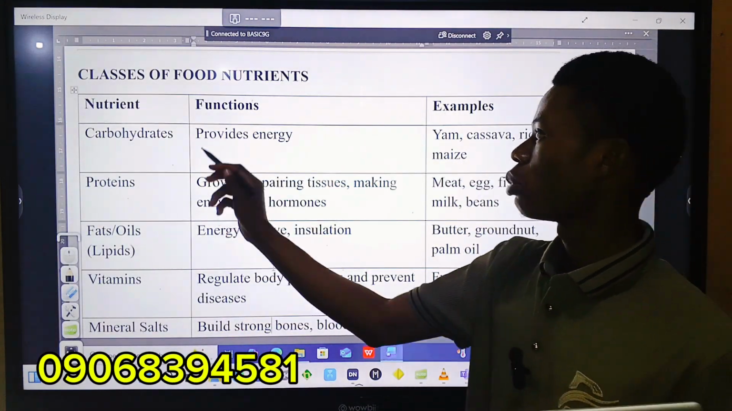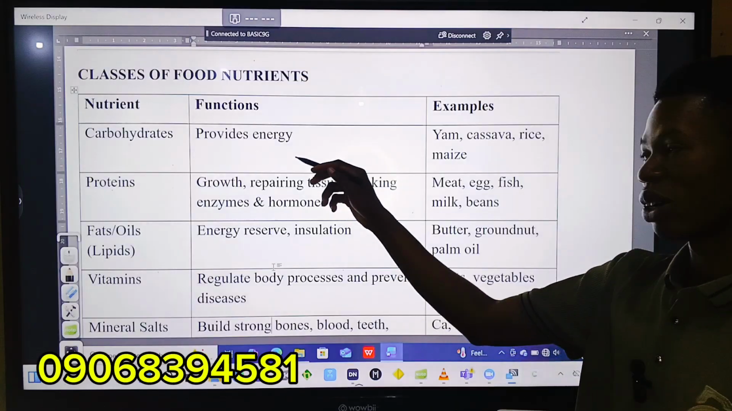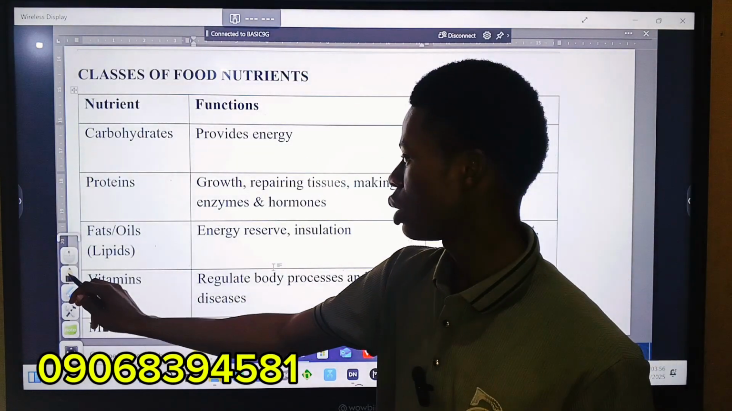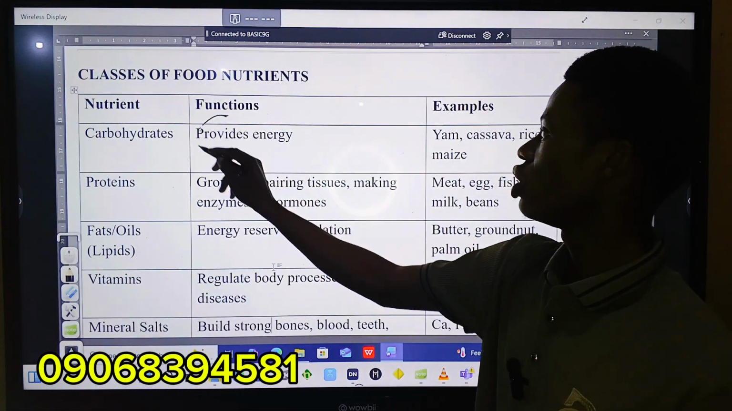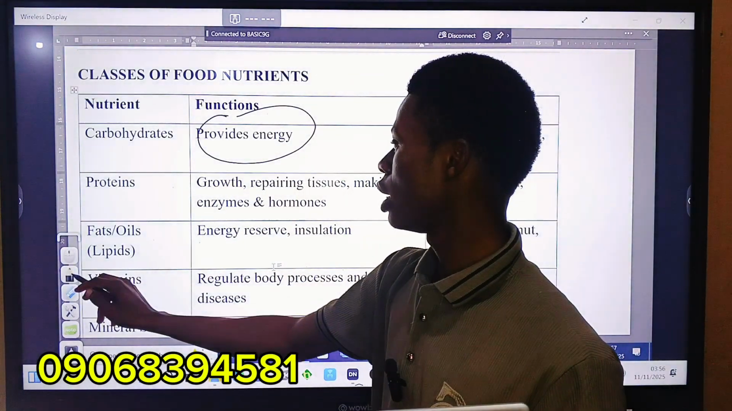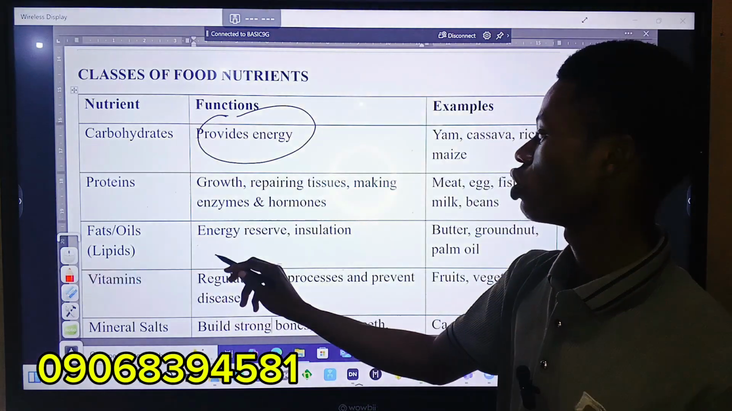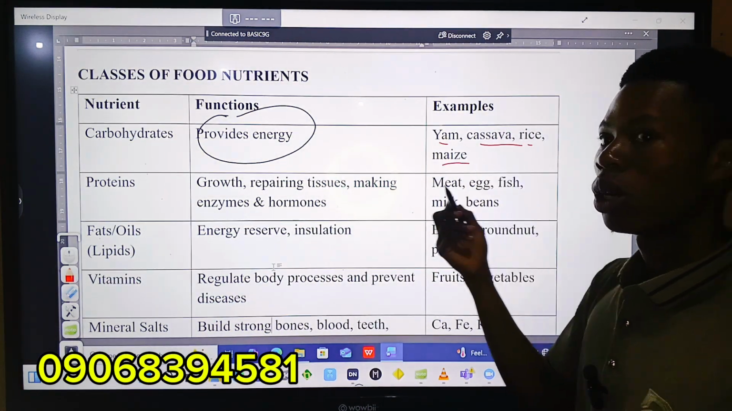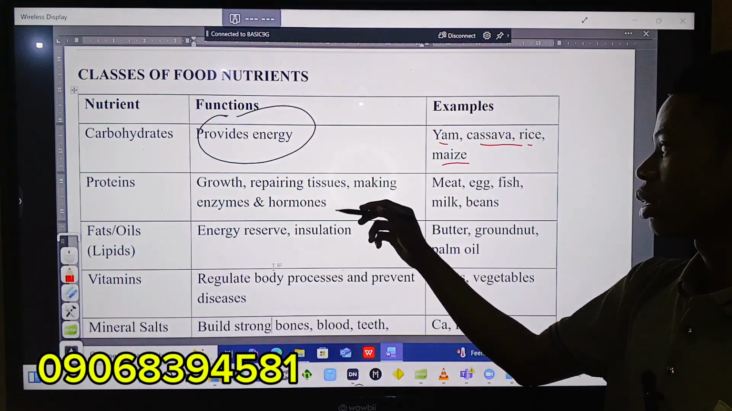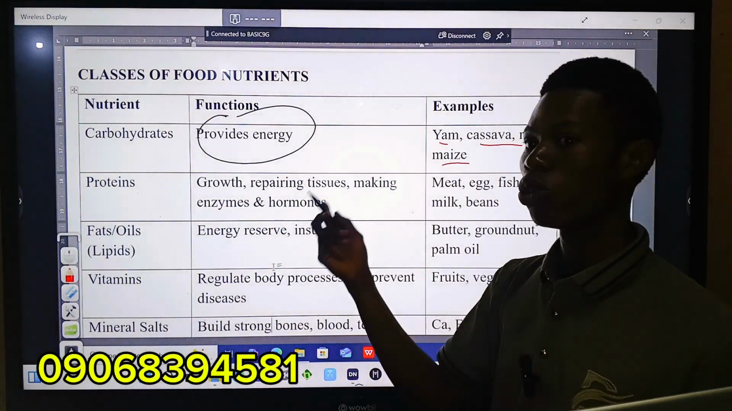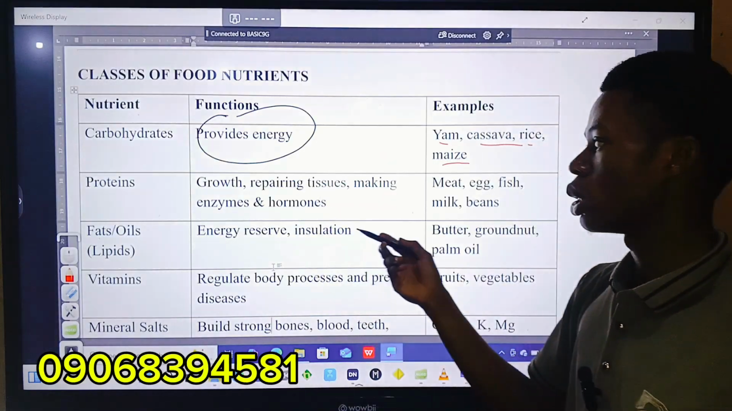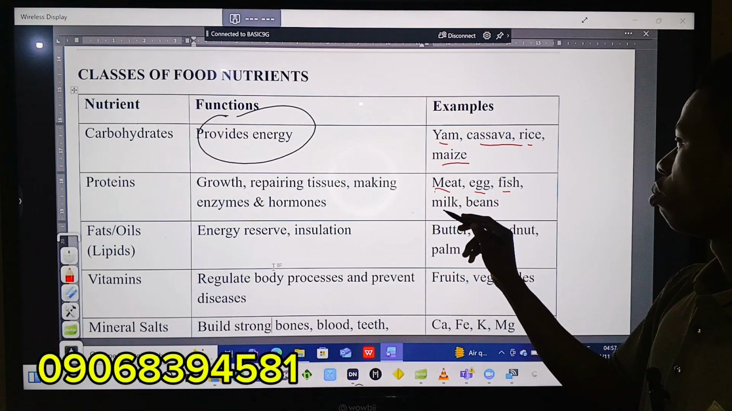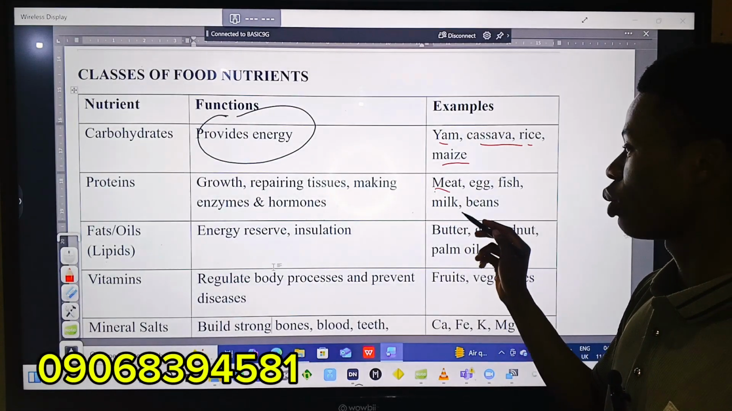Now, classes of food. Number one, carbohydrates, the function and the examples. It provides energy. So basically, energy production is the main function of carbohydrates. Examples: yam, cassava, rice, maize. Proteins: growth, repair, and making of enzymes and hormones. That's the major functions of proteins. And examples of the sources: meat, egg, fish, milk, beans. All these ones you did them in secondary school.